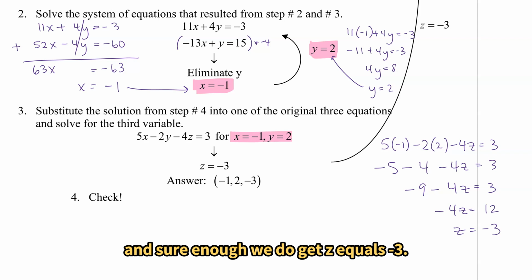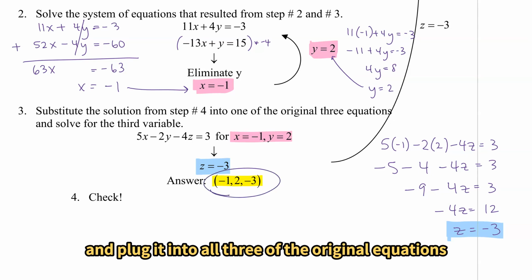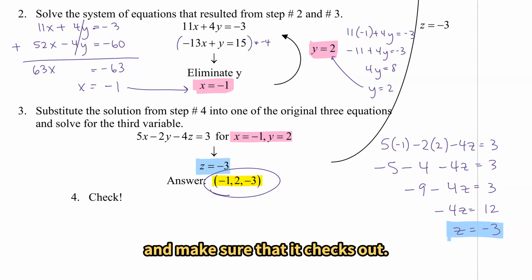And sure enough, we do get z equals -3. Putting it all together, our solution is (2, -1, -3). And then to check it, we would take this answer and plug it into all three of the original equations and make sure that it checks out.